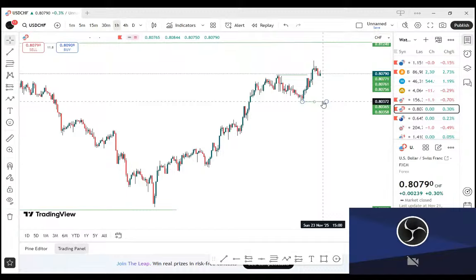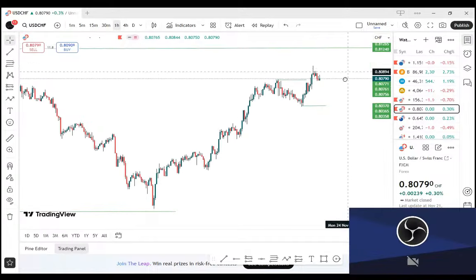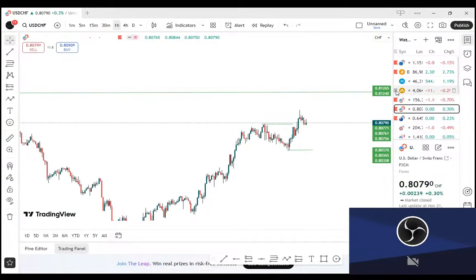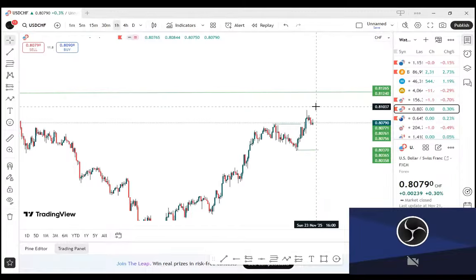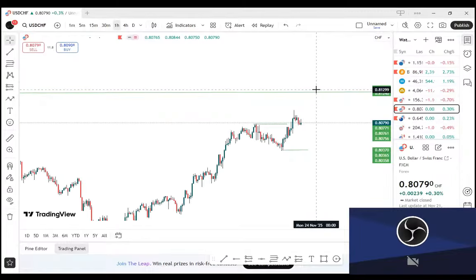So right now price is still in an uptrend, and your point of interest is these highs, at 0.81240. These highs are your point of interest. This is where you're looking for a selling opportunity at this particular high.